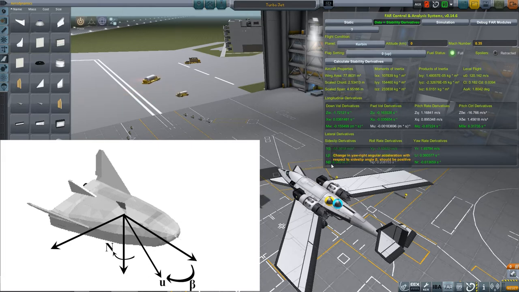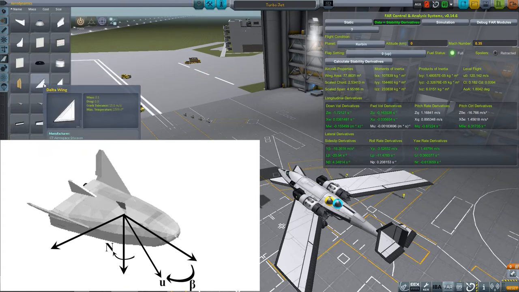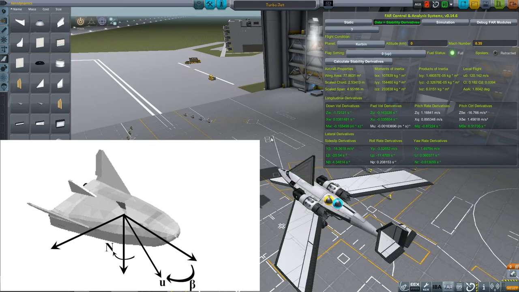For instance, NB, if it is negative, one way it could be negative is if your vertical surfaces were in the wrong spot. This way, our plane wants to go away from the velocity heading. And that basically means we have too much vertical surface or drag in front of our center of mass. So as we move this back, this will start going down, and NB will increase.